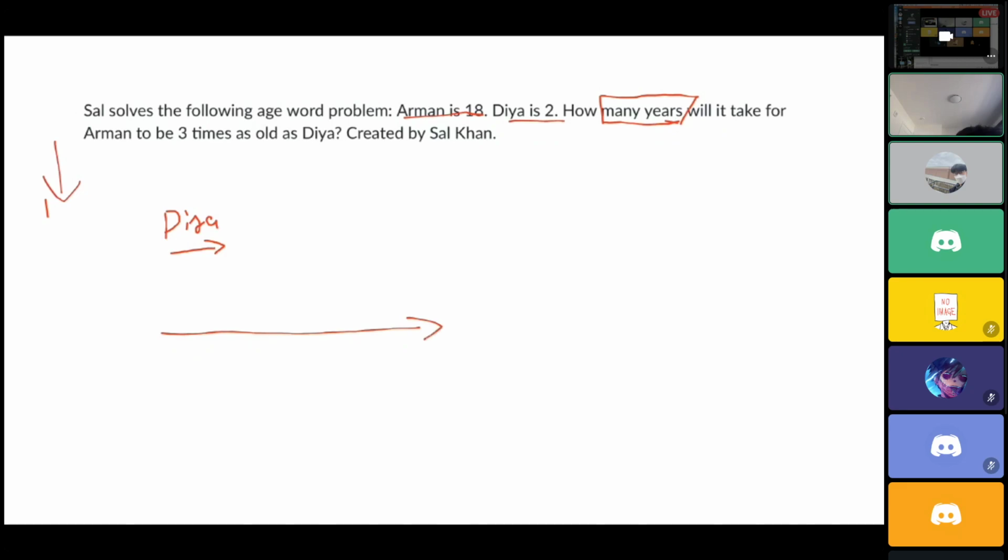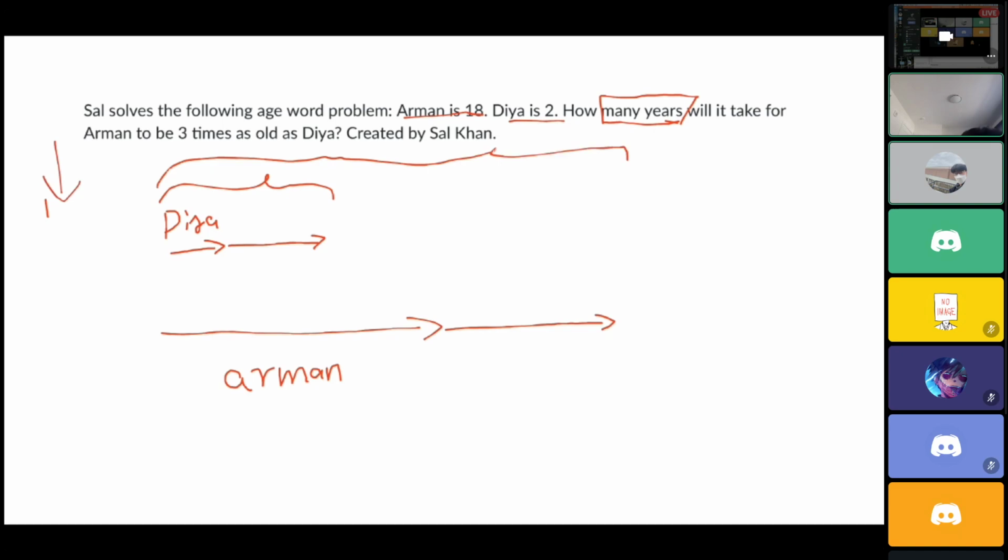Let's say 1 year passes, Arman will be 19, Dia will be 3. 2 years pass, Arman will be 20, Dia will be 4. Eventually, that will keep going until the number representing Arman's age is 3 times the number representing Dia's age. During both the progression of Dia and Arman's ages, one thing is the same: how much they've aged since they were 18 and 2.